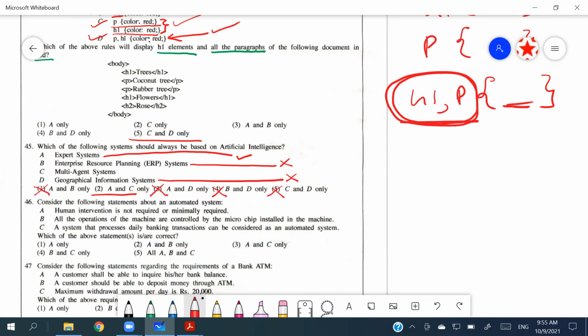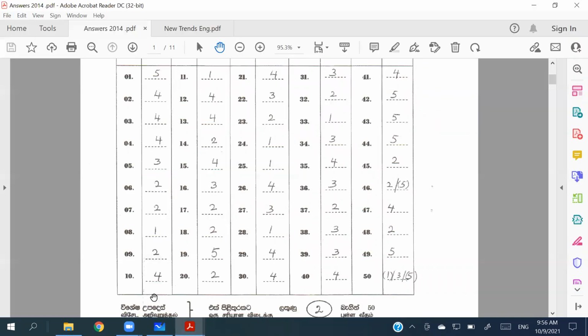When it comes to the multi-agent system, they are asking about something that should always be based on autonomy. It has the characteristics of a particular program which can interact with minimum human interactions, right? So for that reason, we can take A and C as the correct answer. So for the 45th, it should be the second one. Yeah, the second one is the answer.